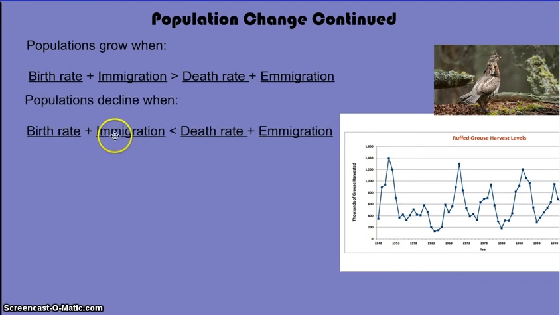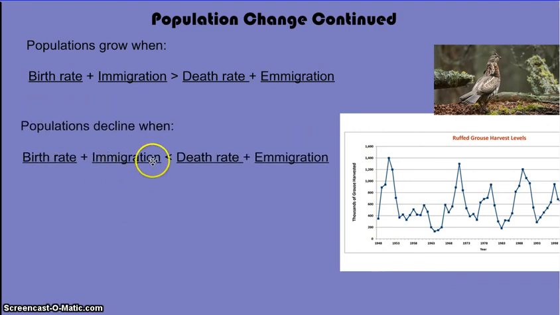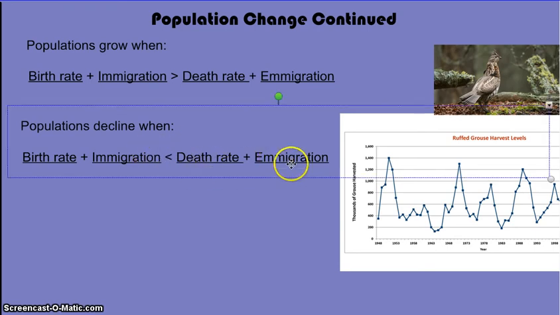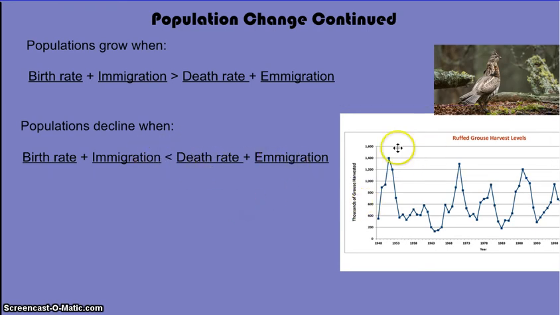Populations decline or go down when the birth rate and immigration are less than the death rate and emigration. So that gives you an idea of what makes a population go up or down, and you will be asked questions where you'll be given an example and have to describe what would happen to the population. We'll practice that in class. You should have these definitions in your notes, and you should know what makes a population go up or down.